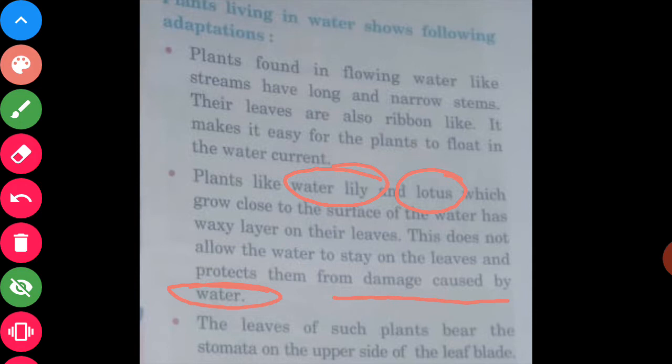Third, the leaves of plants found in water bear the stomata on the upper side of the leaf blade. Generally, we know that the stomata, the small pores, are on the lower side of the leaves, but in aquatic plants they are found on the upper surface of the leaves.